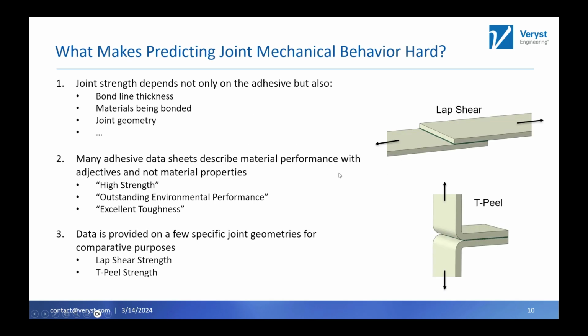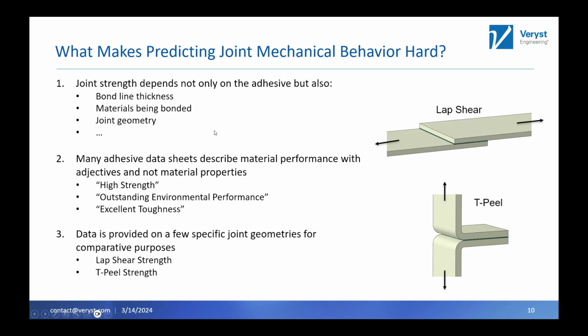I like to start this section with a question, which is: what makes predicting joint mechanical behavior hard? The important things are that the joint strength depends not just on the adhesive properties itself, but also the geometry of the problem: the bond line thickness, the adherends, the materials that are being bonded together, as well as the geometry of the joint.